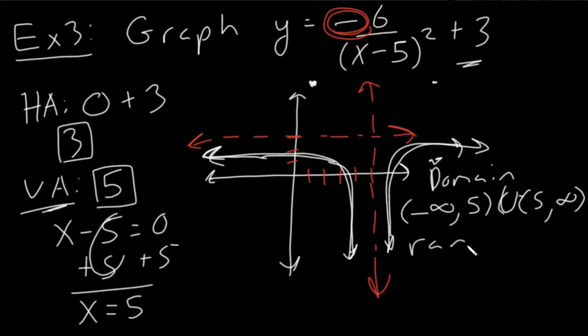Let's talk about the range. So as the domain is connected to the vertical asymptote, our range will be connected to our horizontal asymptote. We can say, hey, this thing, what is the highest value? Like, how high can it possibly go? And the highest it can go is all the way up to 3. And the question then becomes, how low can it go? Which would be negative infinity.